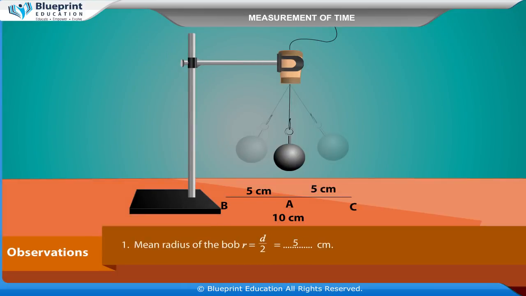Observations. Mean radius of the bob R equals D by 2 equals 5 cm. Length of hook of the bob H equals 200 cm. Standard value of g equals 980 cm s^-2. Least count of stopwatch equals x seconds. Zero error of stopwatch equals x seconds. Zero correction of stopwatch equals x seconds.